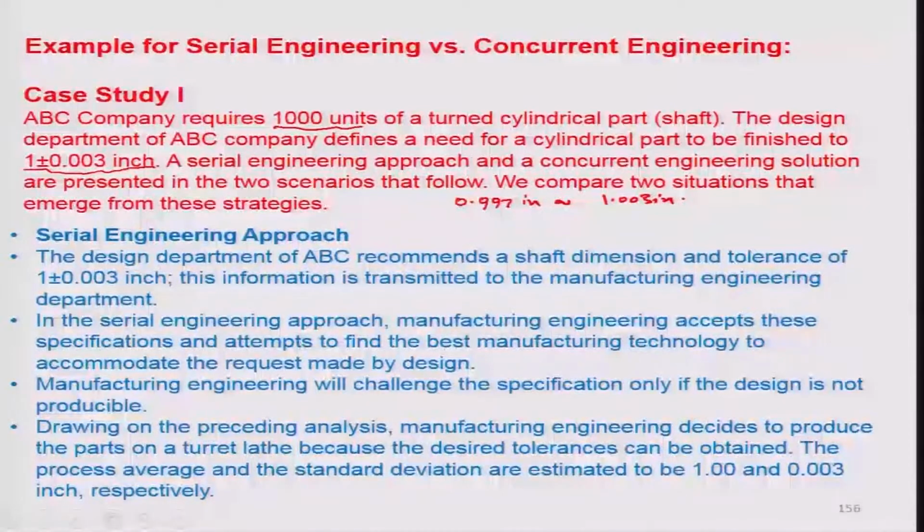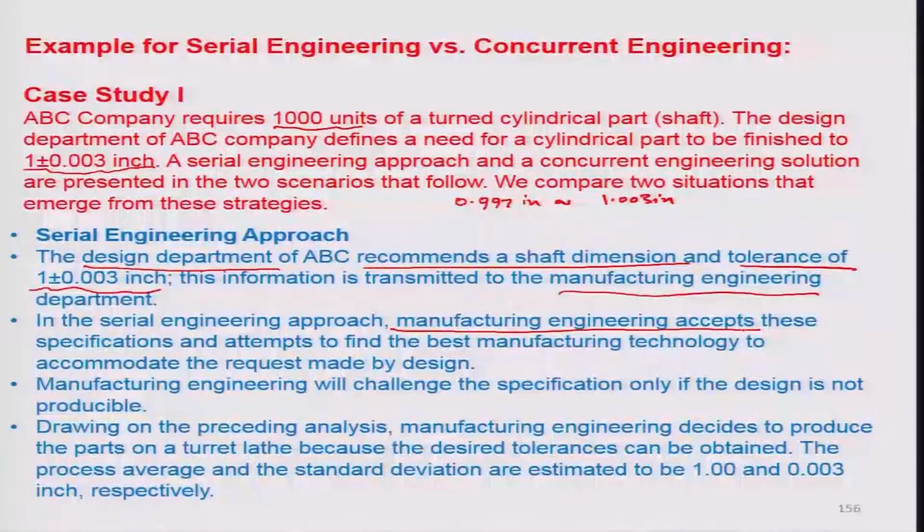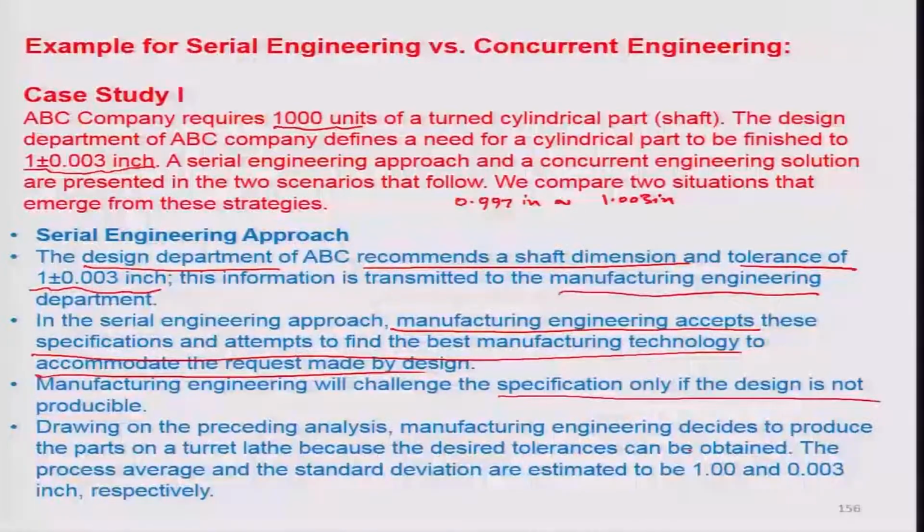And in the serial engineering approach, it is the design department of the company which recommends the shaft dimensions and tolerances at the outset. Okay. And this information is now transmitted to the manufacturing engineering. In the serial engineering approach, the manufacturing engineering accepts first, there is no other choice, because they have to accept the design and start evaluating their capabilities. And so, once they accept the specifications and attempt to find the best manufacturing technology to accommodate the request made by the design, they can only challenge when the specification in the design is not producible at all with the facilities that they would have.